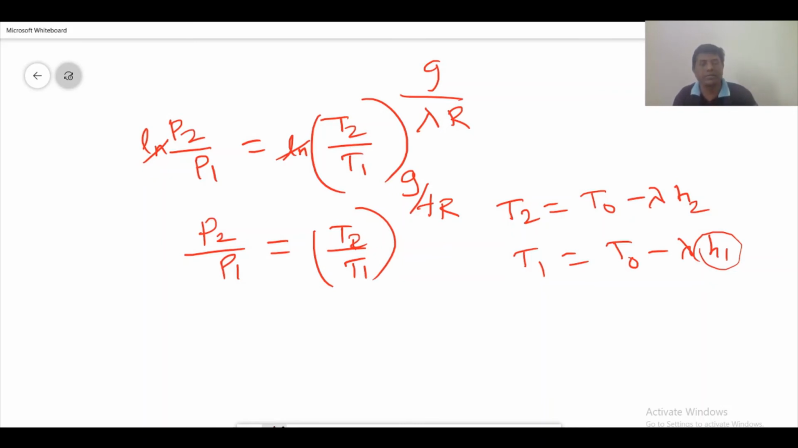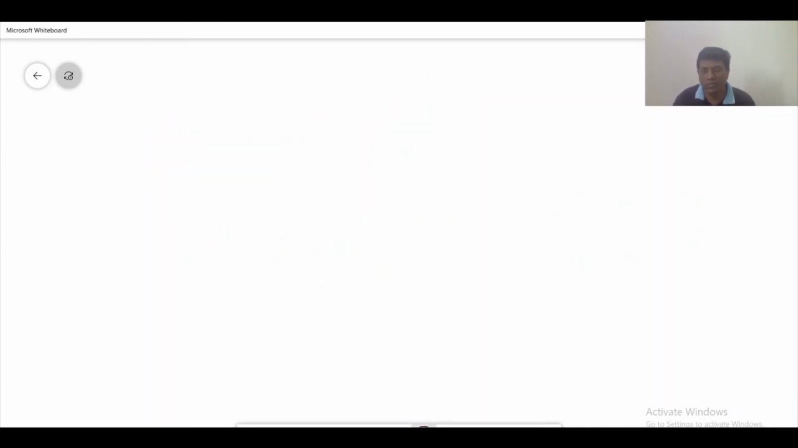So this is the idea. This is what we have for the troposphere. Already we have seen how to find the temperature, and this is the equation for finding the pressure. And also we have the relationship between these two, pressure and temperature. So now let us see what happens in the case of the stratosphere.